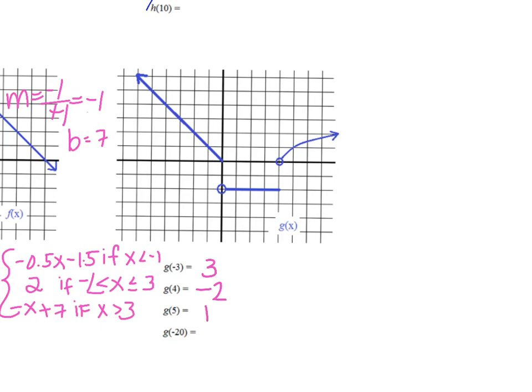And for negative 20, if I go all the way to negative 20, I need to find out 1, 2, 3, 4, 5, 6, 7. It's okay if we don't finish that one. We'll cross that one out for now. They won't test you on that.